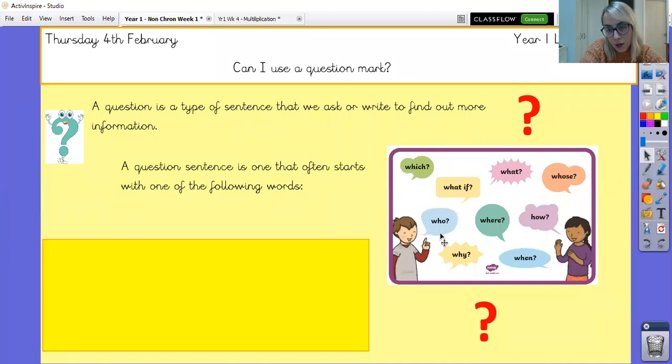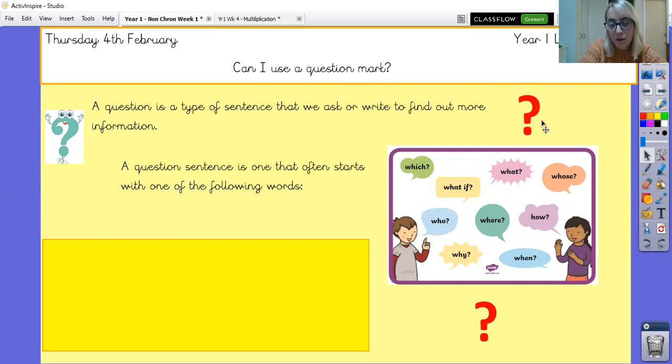Okay, now lots of question sentences start with one of the following words. We might use who, why, where, what, how, when. So these words at the beginning of our sentence often are used to show that we are asking a question. Now, we use a special piece of punctuation when we write question sentences. We don't use a full stop, we use a question mark, okay?